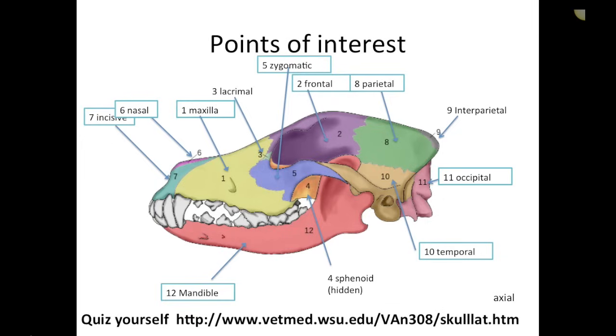So the nasal bone protects a lot of the internal structures of the nose, including the nasal turbinates. And when we look at our skulls in class, you'll see that when you look directly into the nasal cavity of the animal, you'll see these little scroll-like bones, these really thin, paper-thin, rolled-up little bones.